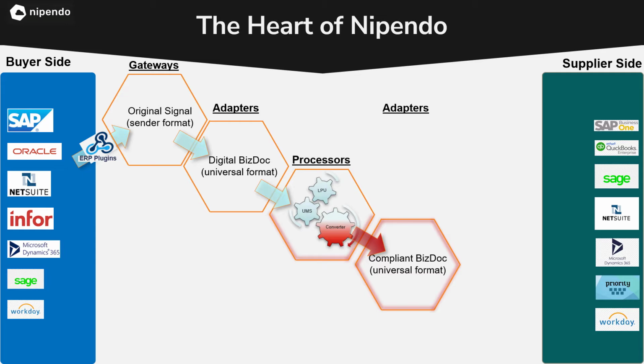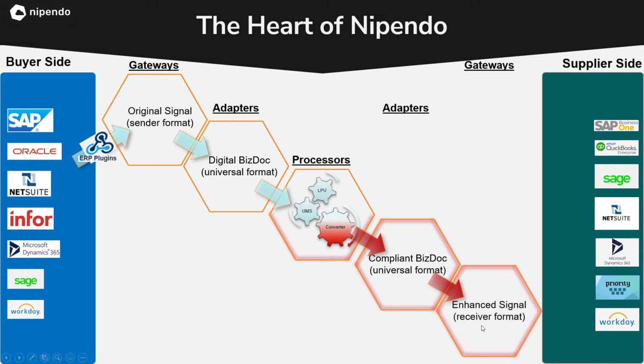Then we convert it back into what would be a compliant BizDoc. That is, all the rules have been applied and now it's in a universal format, but now coming out of our processing system, it's ready to be translated in the final gateway step into a signal that we call enhanced, because it's not the original signal. It's actually been added to based on our processing, and the receiver gets it in the format that they have. And then ideally, if the receiver has integration, it goes into their system in the format that their system understands, with all the relevant information from that.